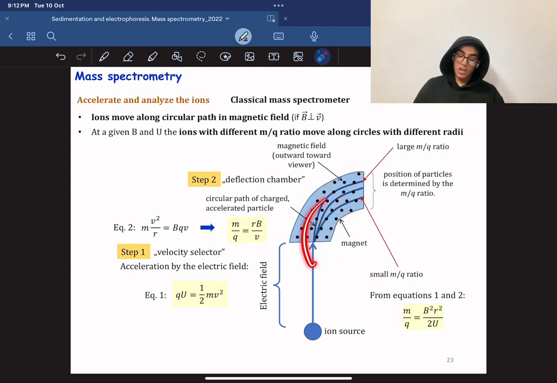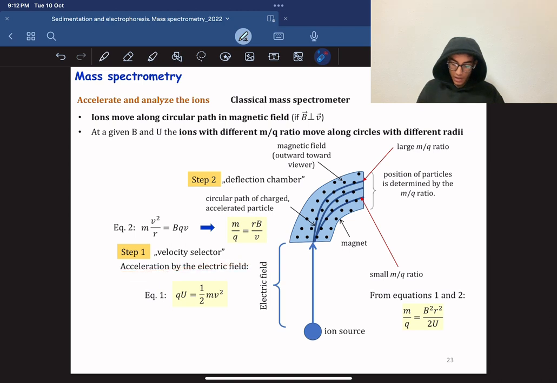Okay. The larger the radius, of course, the more radius they take, that means they have more mass, basically. Because that's the bigger circle that they're taking. They're pushed outwards. I hope you're understanding the concept. Okay. I hope really understanding.